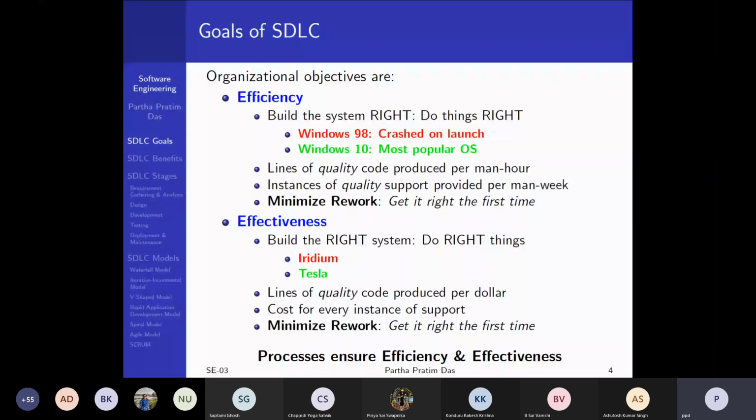That if I input 1 man hour of effort, whether it is in specification design or in development or in testing, the net number of lines of quality code produced, if I divide by the total manpower invested, man hours invested in that project, then that should be as high as possible. Similarly, it could be in terms of support. Instances of quality support provided per man week should be very, very high.